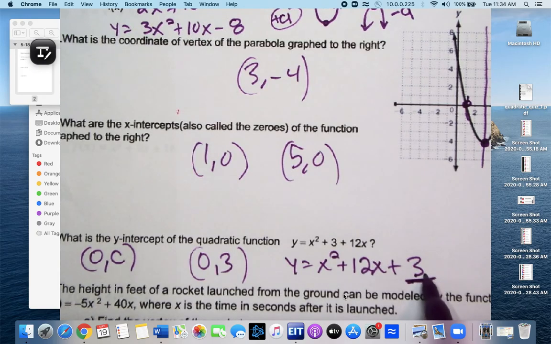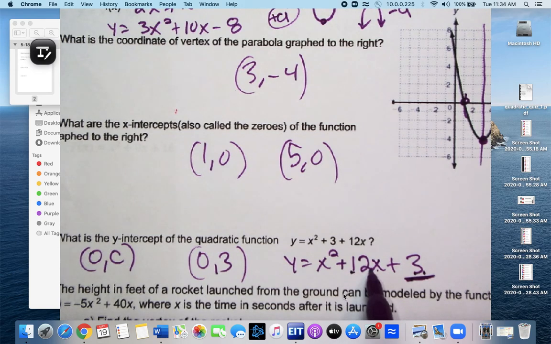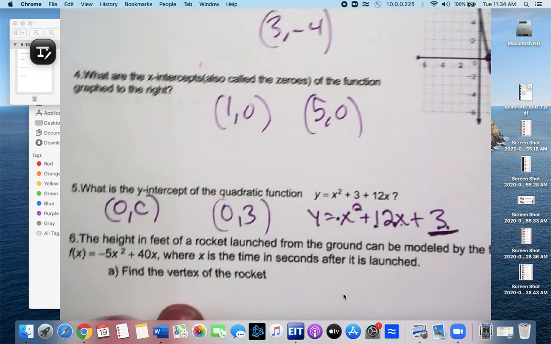You know it's the y-intercept because it has no x or no variable. The x, the 12, goes with the x. That's our b term. And the x squared has an a in front of it. So the c has no variable.